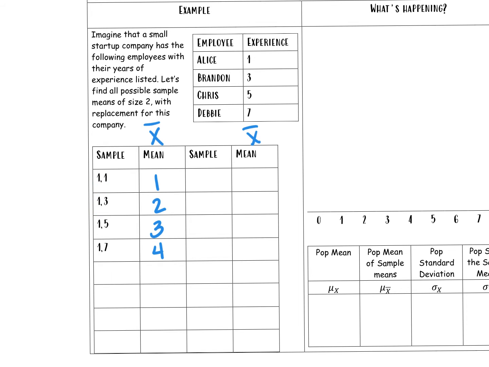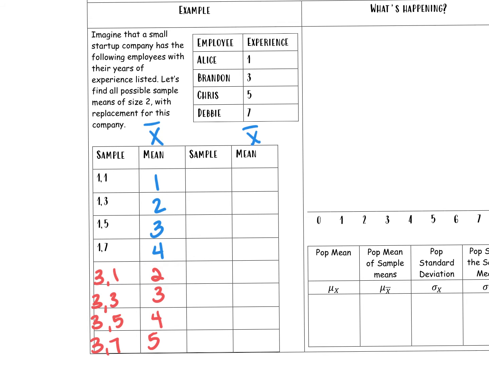These are all the samples where I can pull Alice first. Now I'm going to repeat that process, but this time I'm going to pull Brandon first. So when I pull Brandon first, I can pull Brandon and Alice, or Brandon with Brandon again because I'm replacing him, or I can do Brandon and Chris, or Brandon and Debbie. If I find these sample means, 3 plus 1 is 4, and 4 divided by 2 is 2. 3 plus 3 is 6, and 6 divided by 2 is 3. 3 plus 5 is 8, and 8 divided by 2 is 4. And 3 plus 7 is 10, 10 divided by 2 is 5. These are all the possible samples where I pull Brandon first.